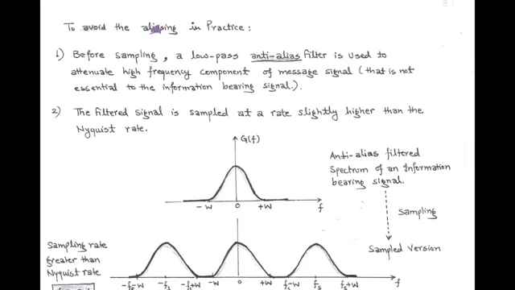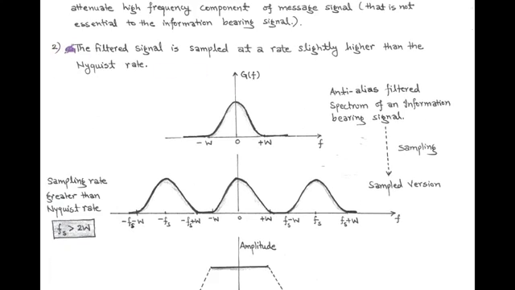So, in order to avoid the aliasing effect, a low-pass anti-alias filter is used before the sampling process. This anti-alias filter attenuates high-frequency components of the message signal that are not part of the information-bearing signal. Secondly, the filtered signal, that is the output of the anti-alias filter, is sampled at a rate slightly higher than the Nyquist rate. Here, capital G function of f is the filtered information signal that is band limited to W. This anti-aliased filter spectrum goes for the sampling process with a sampling rate of fs greater than twice W, and we get the sampled version.